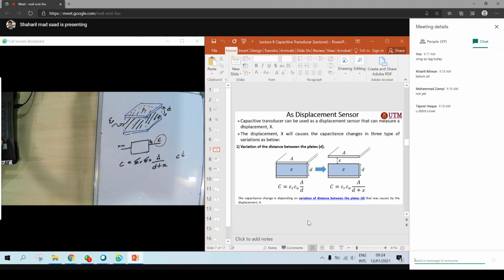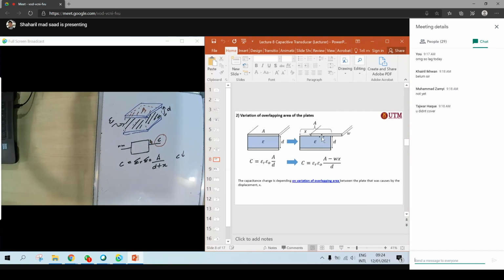Moving to the right. That means the area attached to the dielectric constant will be a little bit less than before. The dielectric constant does not change, and the area becomes A minus W x, where W is the width times your x. That means you get a new area here: A minus W x, and then D is your constant.